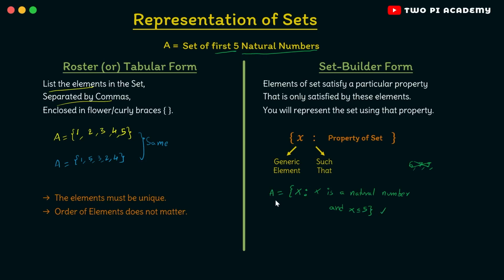When reading this, you will read this as capital A is equal to the set of all x such that x is a natural number and x is less than or equal to 5. So these are the roster form and set builder form representations of the set. Now let us see another example.